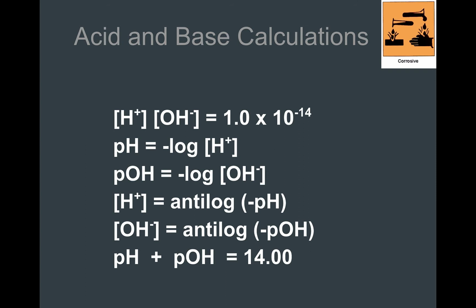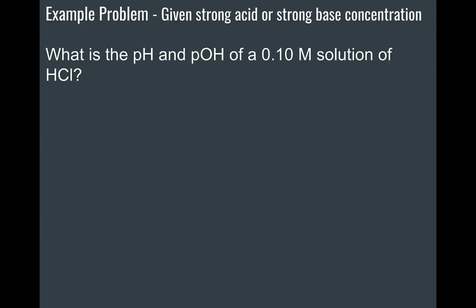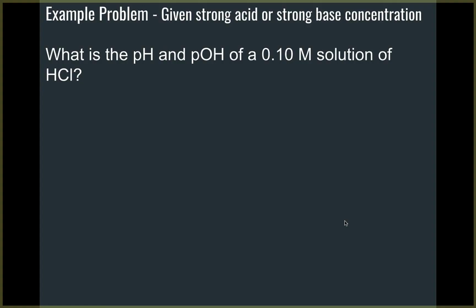So we're going to go through a couple of example problems so you'll see why there are so many of these different formulas, because it depends on what you're given, and then you go to your list and decide which of those formulas you need. We're going to go through most of the different types of problems that you could be given so that you can see how all of these different formulas would be used. For these first two example problems, you're given the strong acid or the strong base concentration. This one says, what is the pH and pOH of a 0.1 molar solution of HCl?